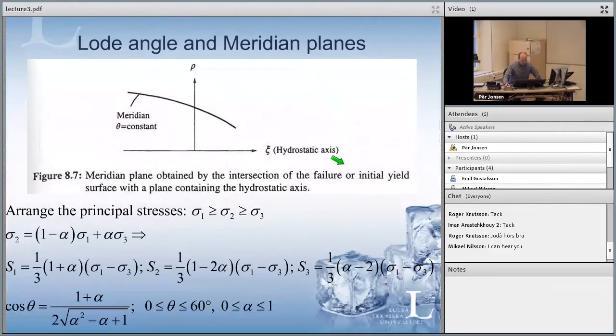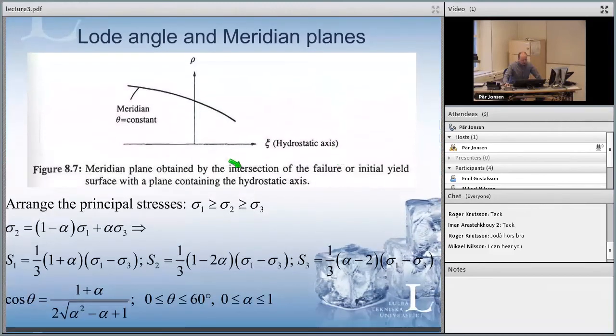So if we know this is your plane, you have rotated the coordinate system. You have this plane in stress space, and then you look at it from the side. So then you have a line like this. This is the yield surface that you have. This is what you see in the picture here. And on the meridian, you have a constant theta, so it stays in the same position all the time.